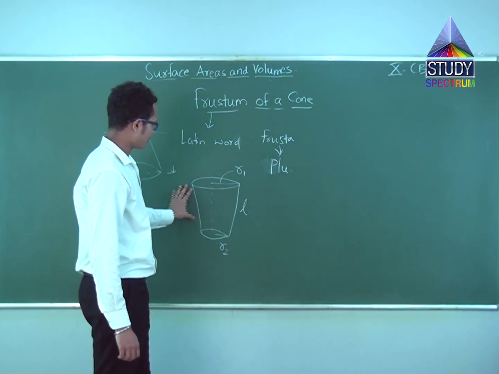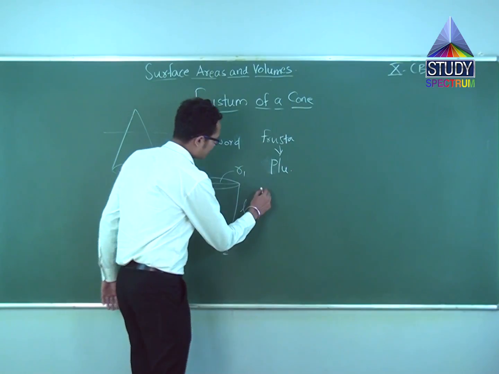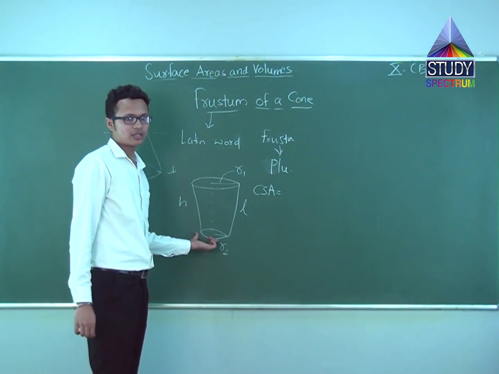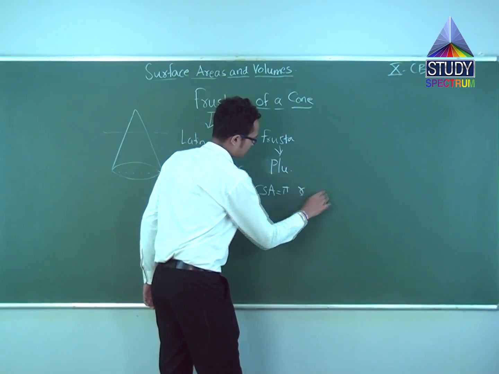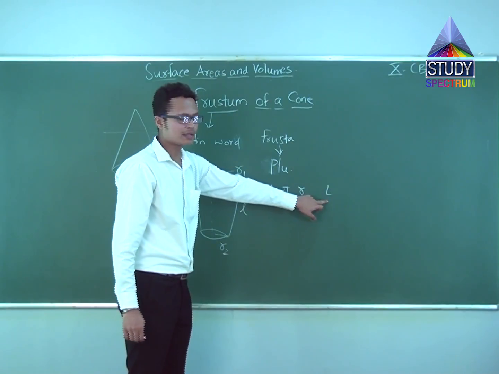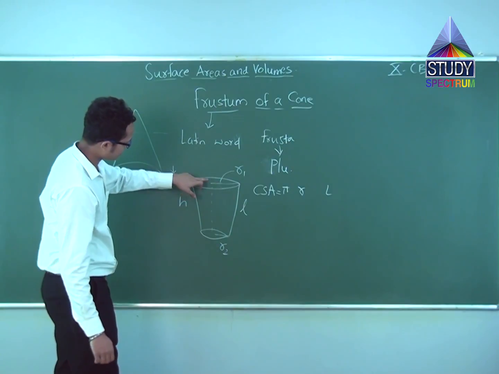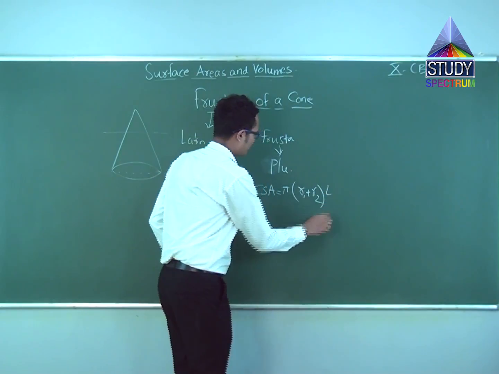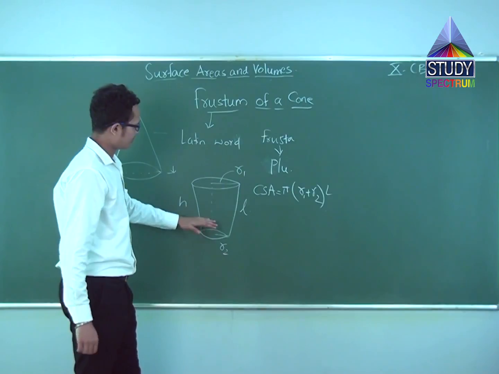First, surface area. Lateral surface area and curved surface area both mean the same, so let me write CSA. Remember what the CSA of a cone was? It was just pi R L. But here you will not write pi R L. In place of R, you write the sum of the radii of the upper circle and lower circle, R1 plus R2. That is the curved surface area of the frustum.